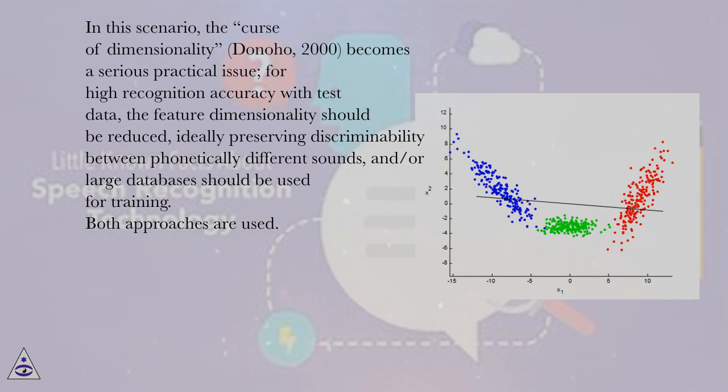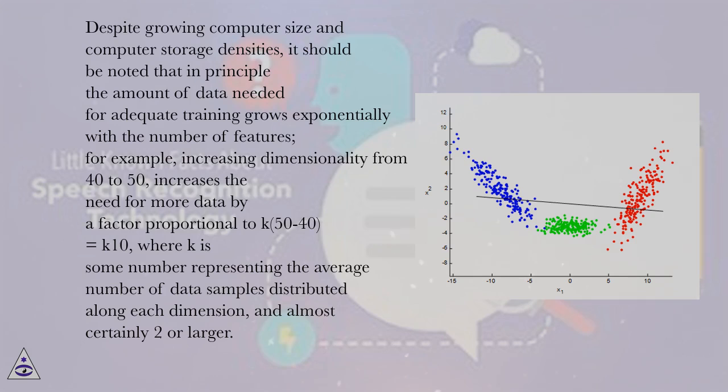For high recognition accuracy with test data, the feature dimensionality should be reduced, ideally preserving discriminability between phonetically different sounds, and/or large databases should be used for training. Both approaches are used. Despite growing computer size and computer storage densities, it should be noted that in principle the amount of data needed for adequate training grows exponentially with the number of features.